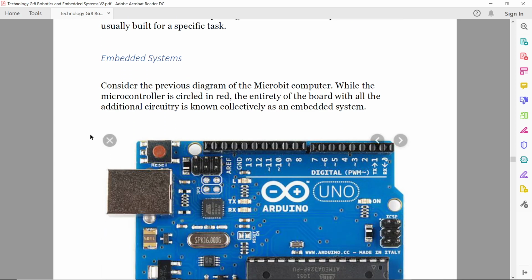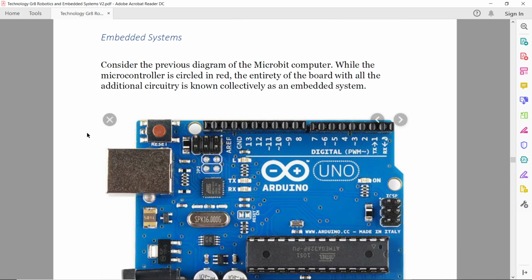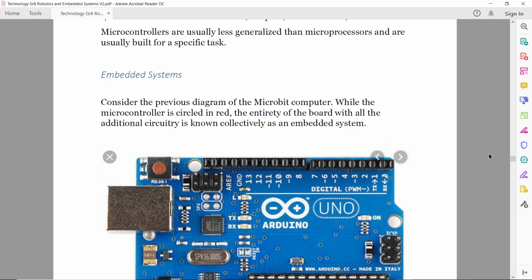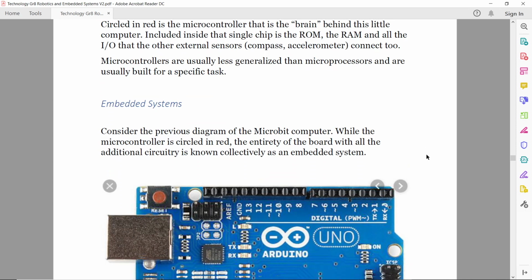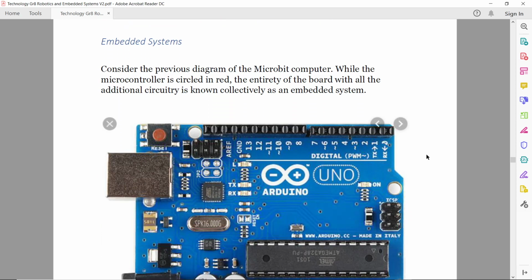And then lastly, we come to embedded systems. If you look at this whole thing, the whole microbit, that there is a microcontroller, but the whole thing, everything, all the power on it, and the USB controller, and the access to the ports at the bottom here, and you can see there we've got a compass over there, we've got an accelerometer over there, so we've got those sensors built onto it, we've got a little LED over here. All of those all together make up an embedded system.